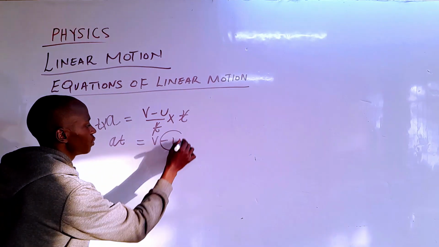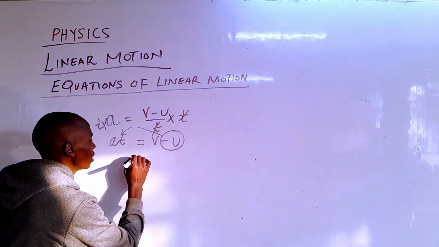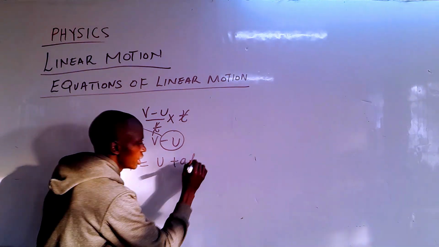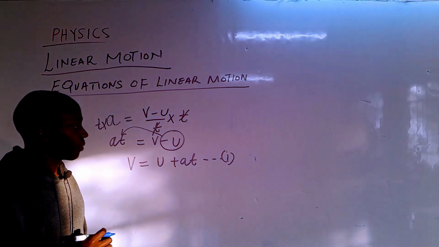So we move u to the other side of the equal sign. We remain with v equals u plus at, and this gives us the first equation of linear motion.